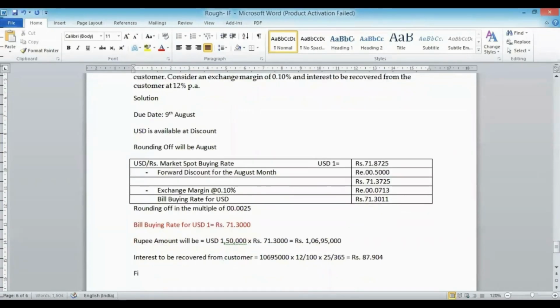So final amount paid to customer, that will be rupees 10695,000 minus 87,000. It is 1000 not 0.904. कितना आया भाई? How much you get?